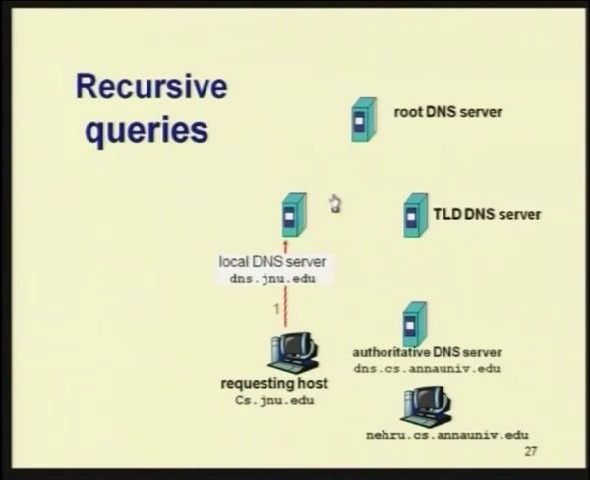In recursive querying, for the same process, let us look at how this will take place. For the same request, cs.jnu.edu will contact the local DNS server. The local DNS server contacts the root server. Now, the root server does not send back a reply, instead it contacts the top level domain DNS server, which is the edu server. That does not have the information, so it contacts the authoritative DNS server, which has the information. This gives the reply back to the top level domain server, which in turn passes it to the root server which had made the request, and that passes it to the local DNS server, and that again passes it to the requesting host. So, you can see that this happens in a recursive manner. This is called a recursive querying process.